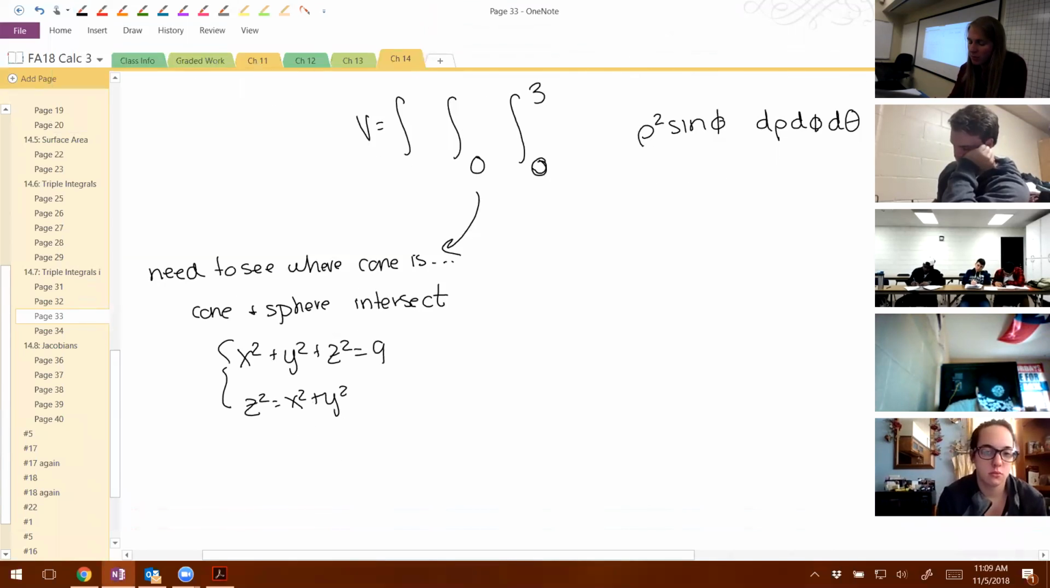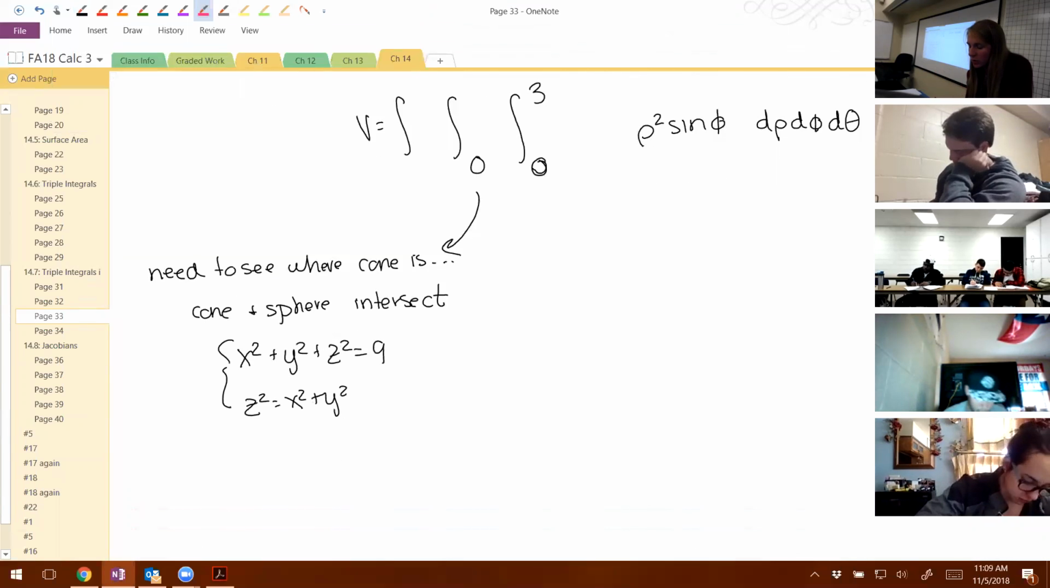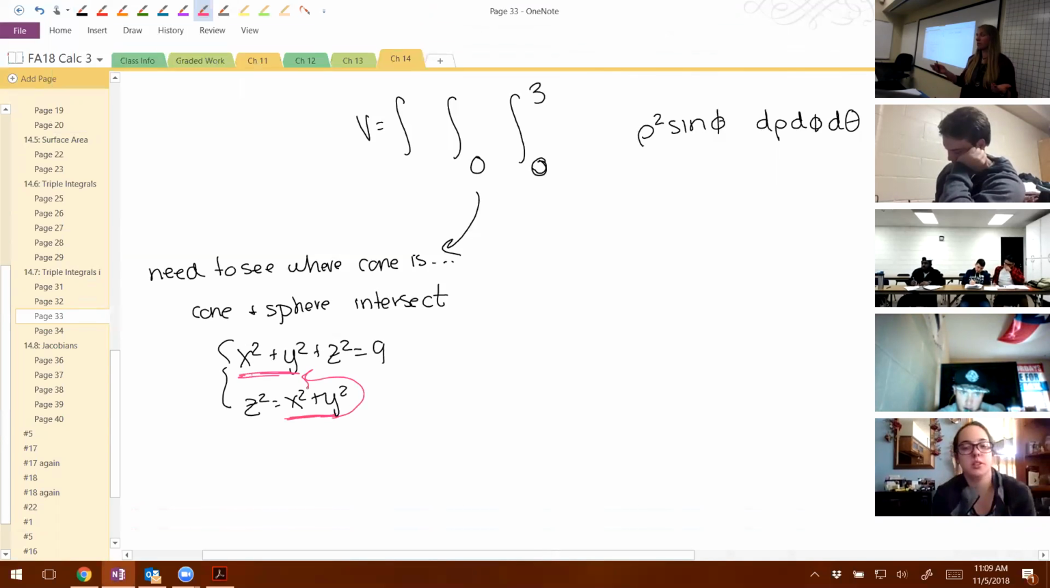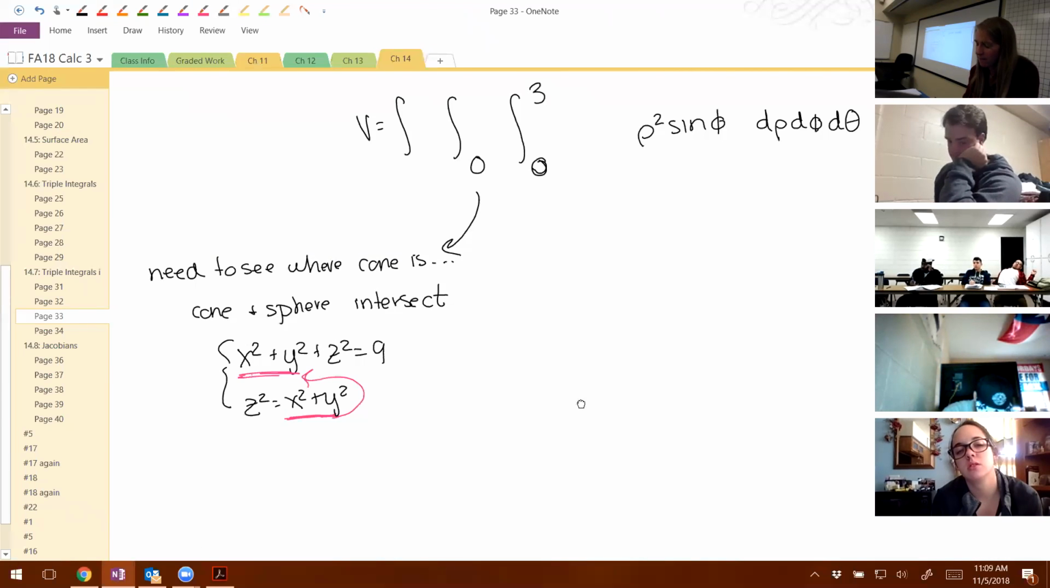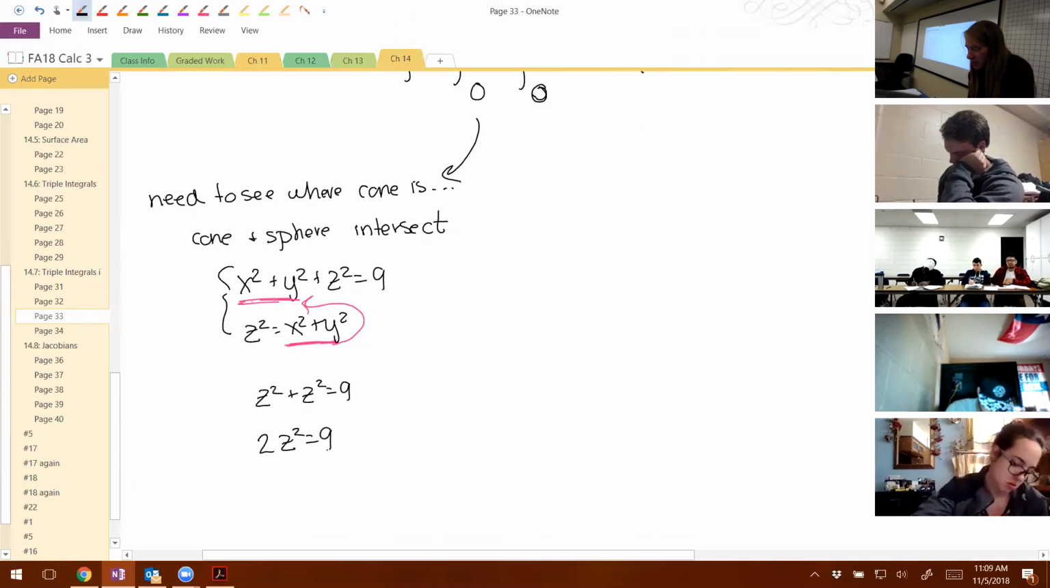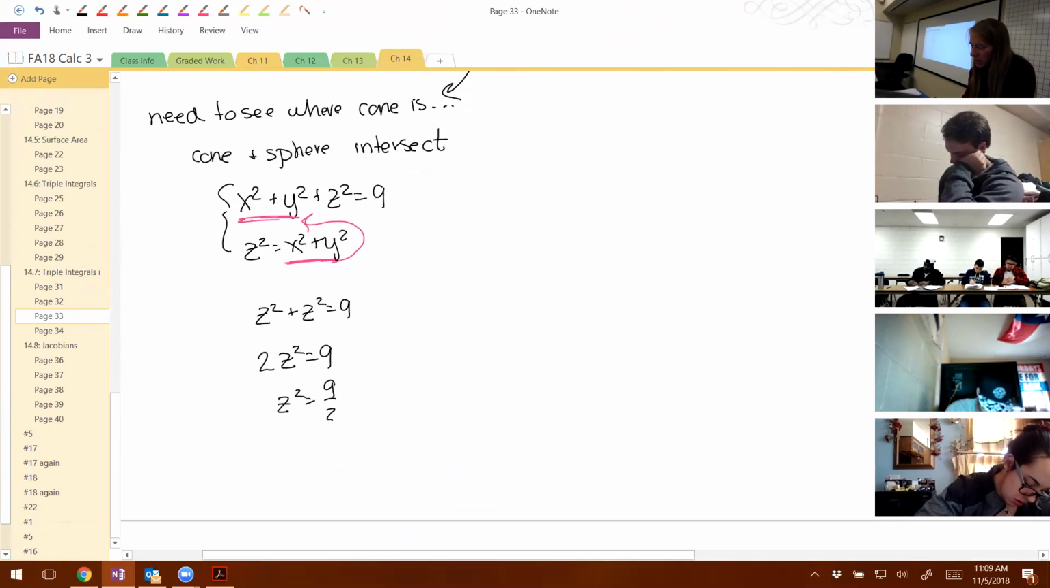And we've done a similar process to this before. Since x squared plus y squared equals z squared, we can go back and replace the x squared plus y squared in the first equation with z squared. So putting that second equation into the first, we get z squared plus z squared equals 9, or 2z squared equals 9. And if we take the square root, we get z equals positive or negative square root of 9 over 2.